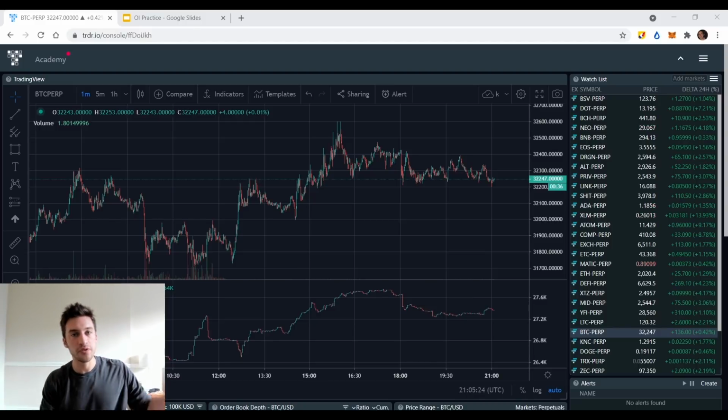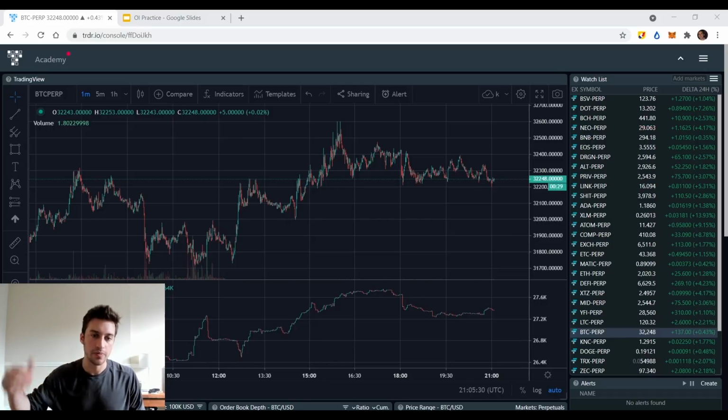But if you see price begin to fall with open interest increase, be scared, because that's probably going to be a downtrend. And if you see price begin to increase with open interest increasing, that's probably a pretty good sign of an uptrend.